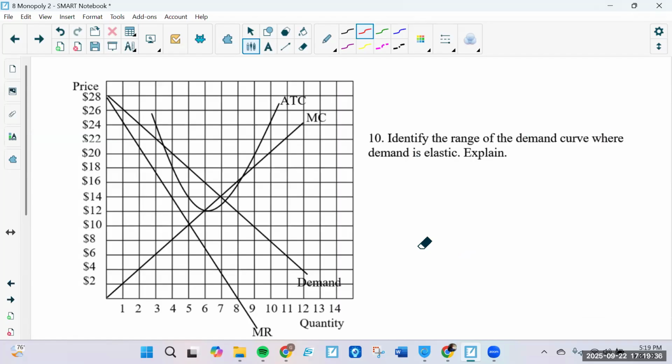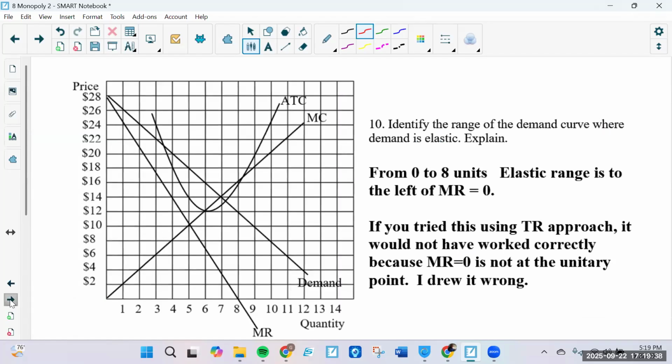Well, if you'll remember, demand is elastic anytime marginal revenue is positive. So when MR hits 0, that's when you turn. That point right there is the unit elastic point. Everything to the left of that is elastic, and everything to the right of that is inelastic.